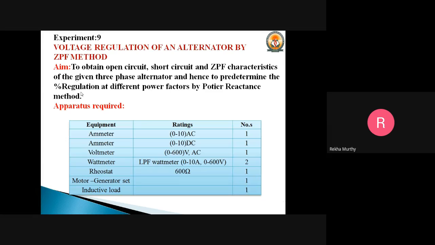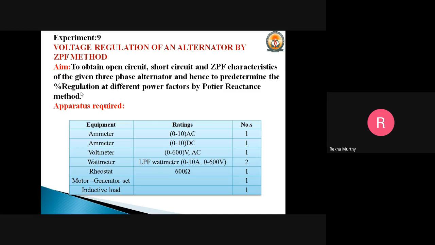So the experiment is the voltage regulation of an alternator by ZPF method. In the previous sessions, we have discussed the voltage regulation of an alternator by EMF and MMF method. Here the concept of determining the voltage regulation of an alternator is almost similar. The thing is we have changed the methods, different methods.